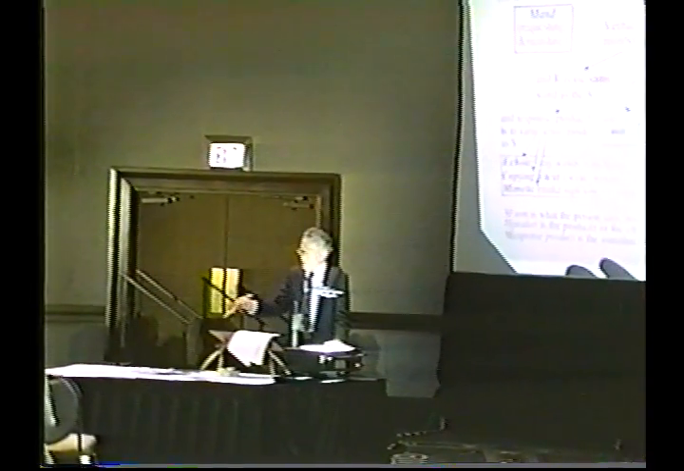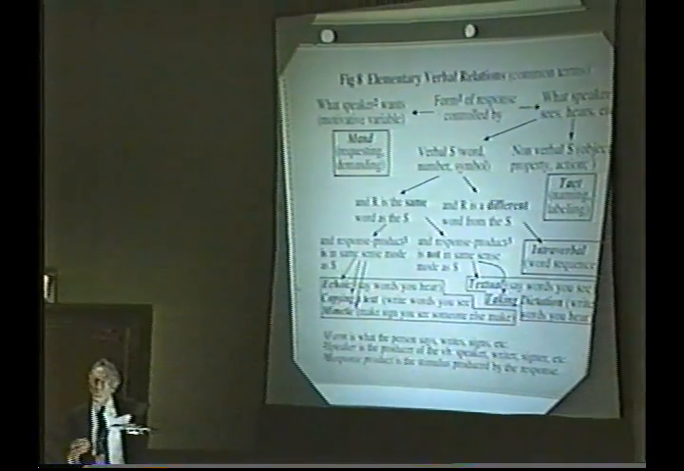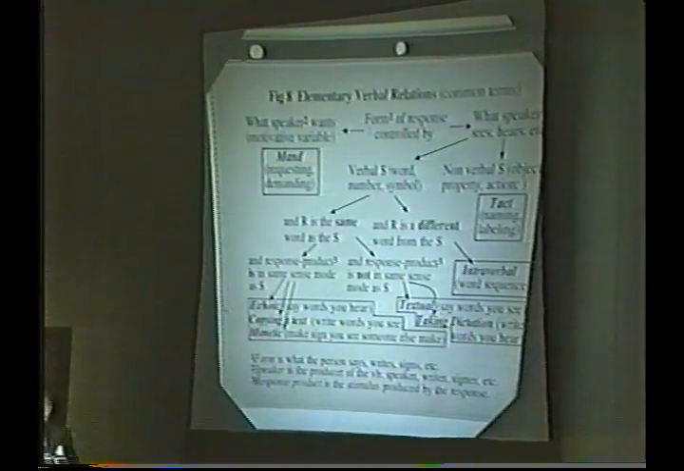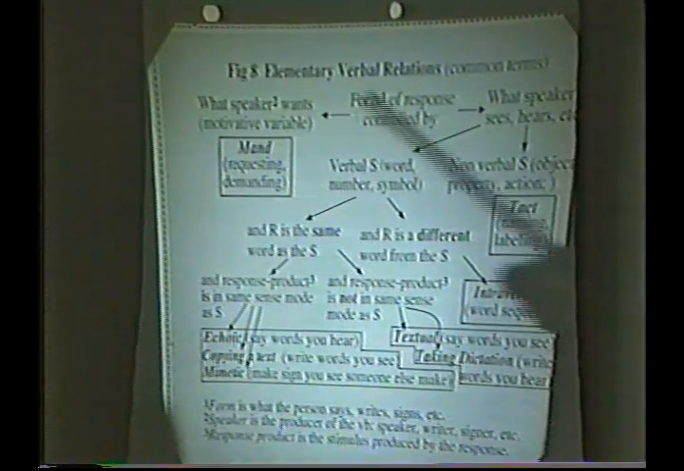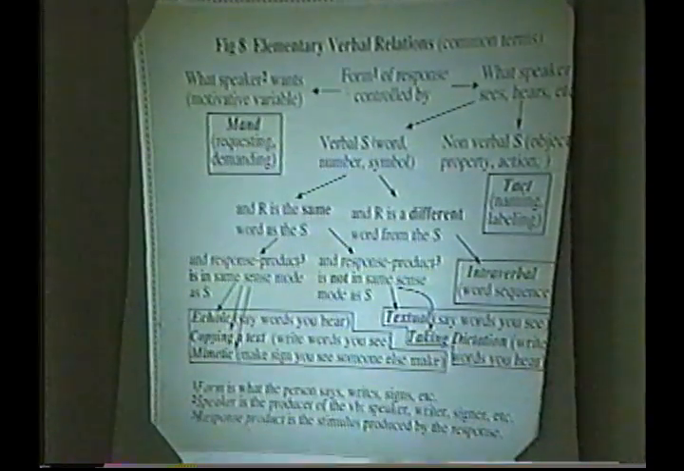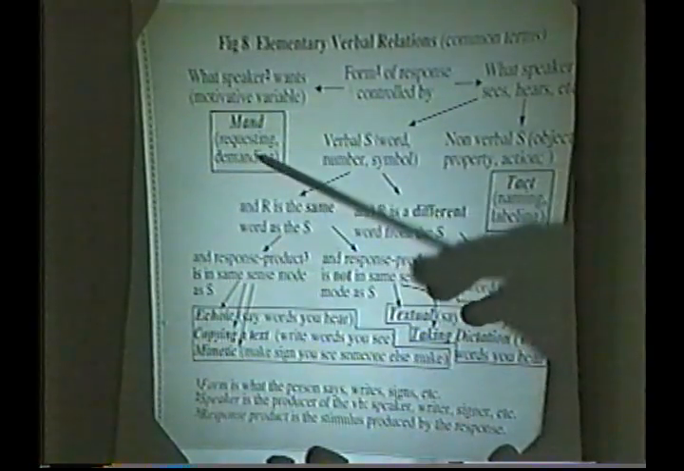Here's a picture of the elementary verbal relations, the same diagram, but using common sense terms. If you were explaining to your mother what Skinner's elementary verbal operants consisted of, you could do it this way. The form of the response is controlled by what the speaker wants. In other words, if you say water because you want water, then that's a mand. It's called requesting or demanding in common sense terms.